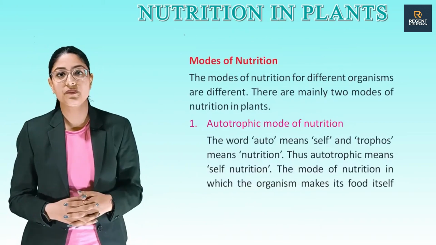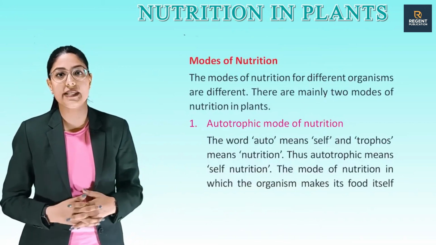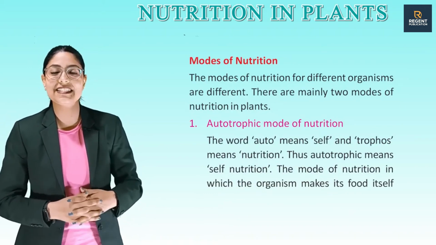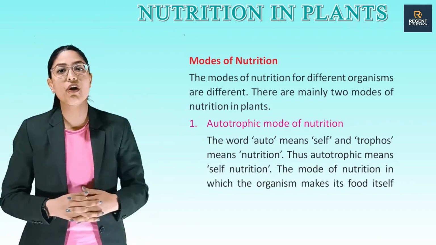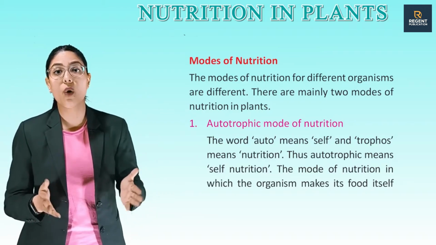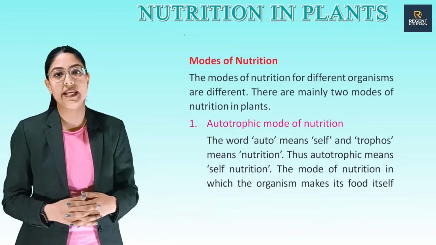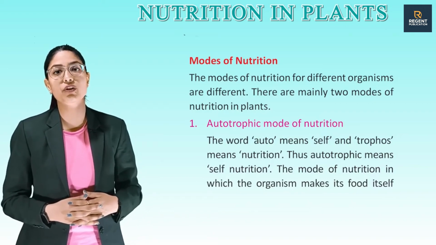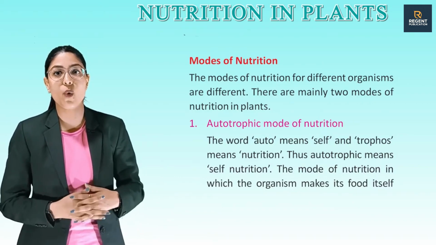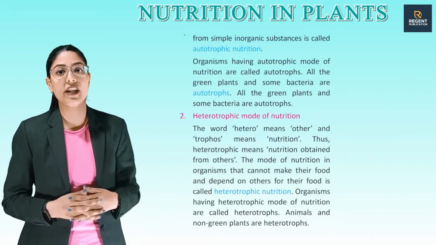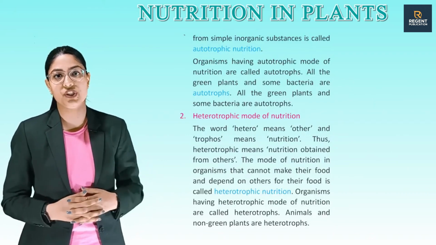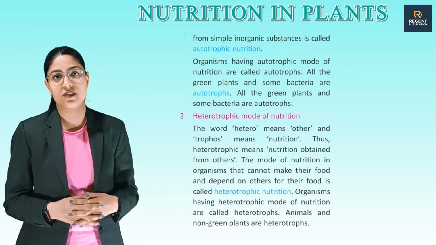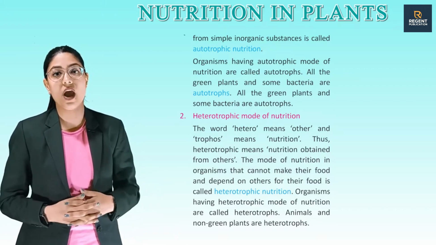Modes of nutrition. The modes of nutrition for different organisms are different. There are mainly two modes of nutrition in plants. Let's discuss the first one. Autotrophic mode of nutrition. The word auto means self and troph means nutrition. Thus, autotrophs means self-nutrition. The mode of nutrition in which organisms make their own food from simple inorganic substances is called autotrophic nutrition. Organisms having autotrophic mode of nutrition are called autotrophs. All the green plants and some bacteria are autotrophs.